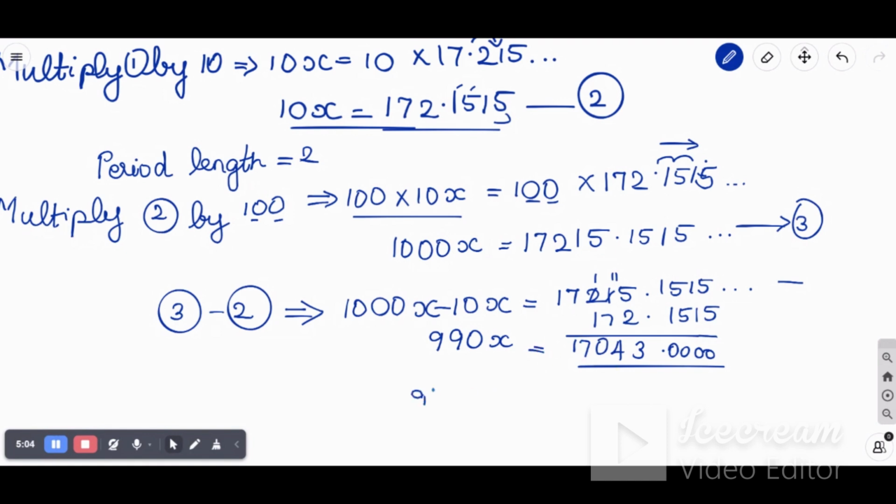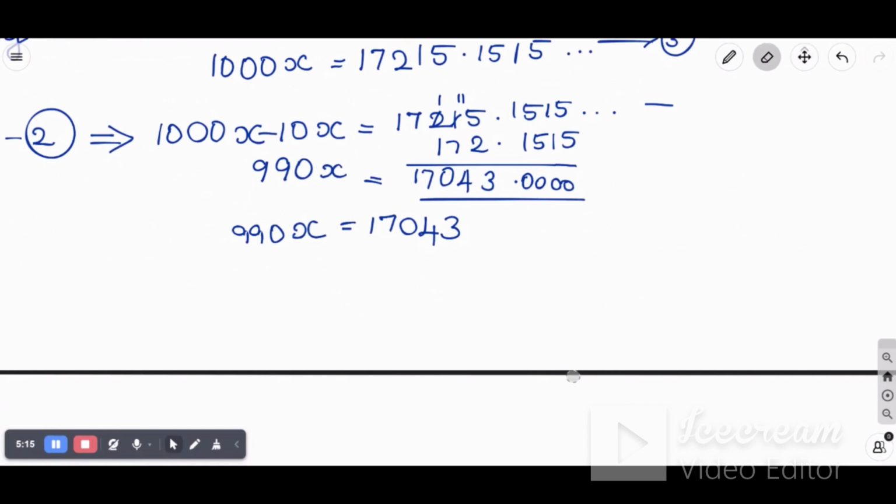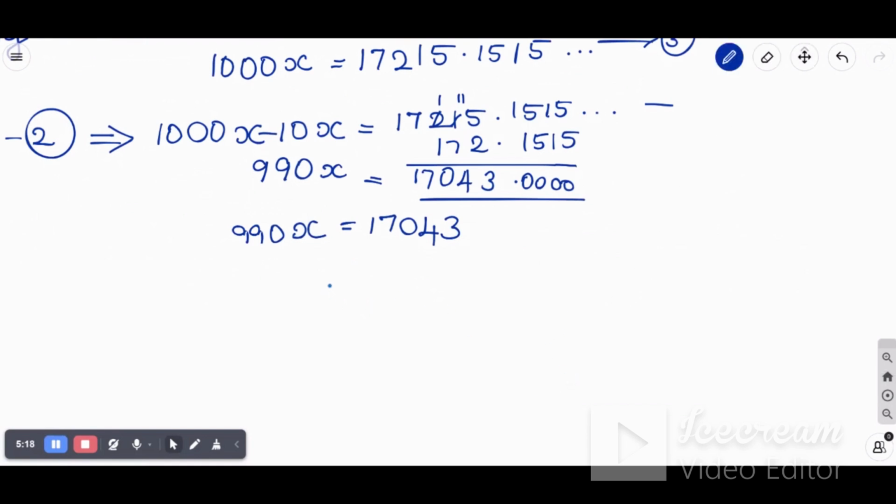So that is nothing but 990x is equal to 17043. Oh my god, such a big number. Yeah, but we can do it. No worries. And then you have to take your x to one side and put your other numbers on the other side. 17043 divided by 990. You can leave it as such, or if you want, you can do the division. So let's do the division.